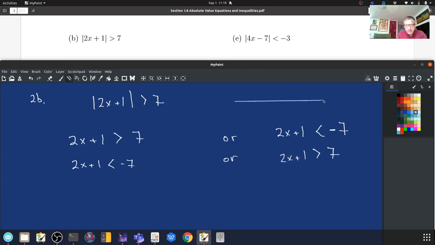When I was writing this down, I literally had this view right here, and here's my 7, and here's my minus 7, and my algebraic expression is 2x plus 1. It doesn't include 7, but it goes on to infinity. It doesn't include minus 7. It goes on to infinity. So 2x plus 1 is less than minus 7, or 2x plus 1 values are greater than 7. So let's go ahead and solve these.